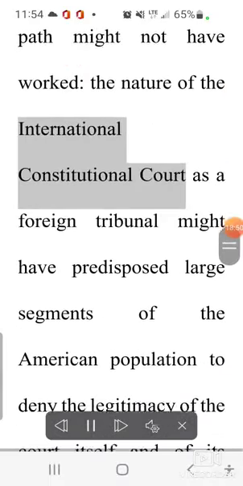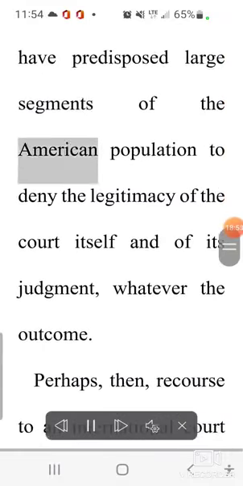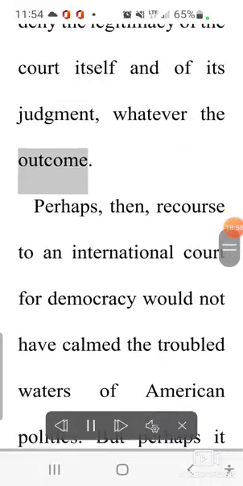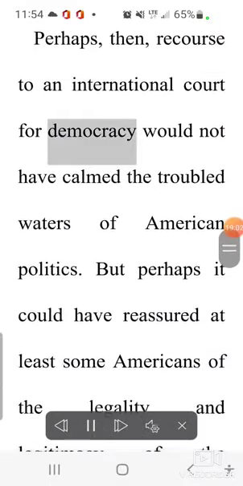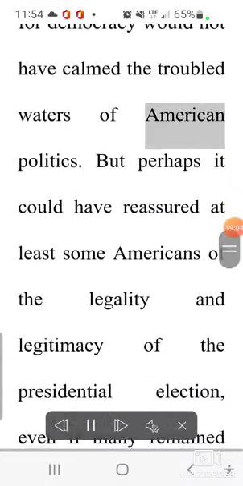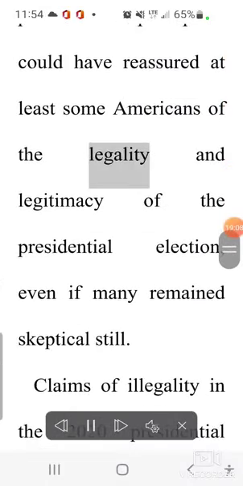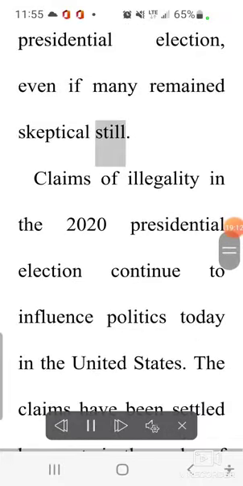The nature of the International Constitutional Court as a foreign tribunal might have predisposed large segments of the American population to deny the legitimacy of the court itself and of its judgment, whatever the outcome. Perhaps, then, recourse to an international court for democracy would not have calmed the troubled waters of American politics. But perhaps it could have reassured at least some Americans of the legality and legitimacy of the presidential election, even if many remain skeptical still.